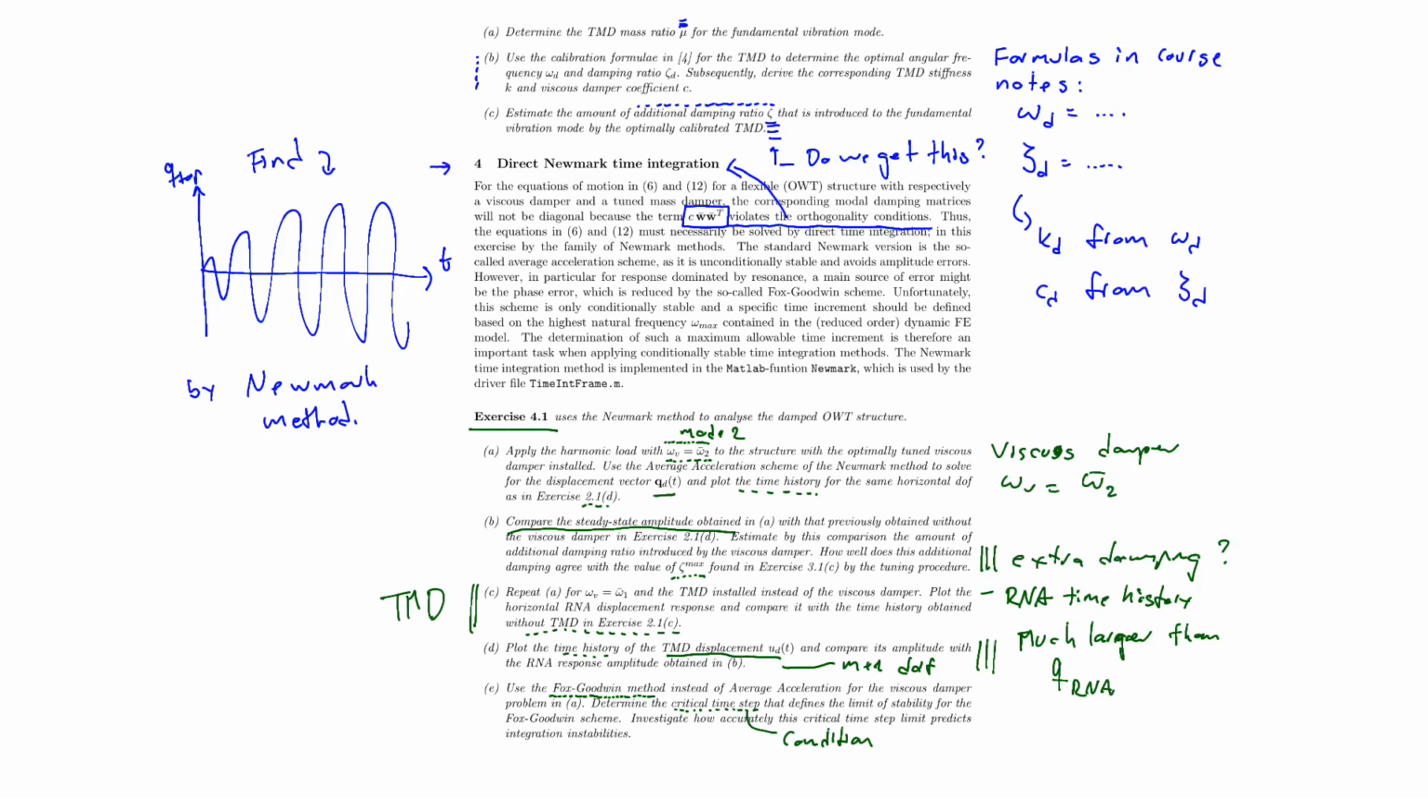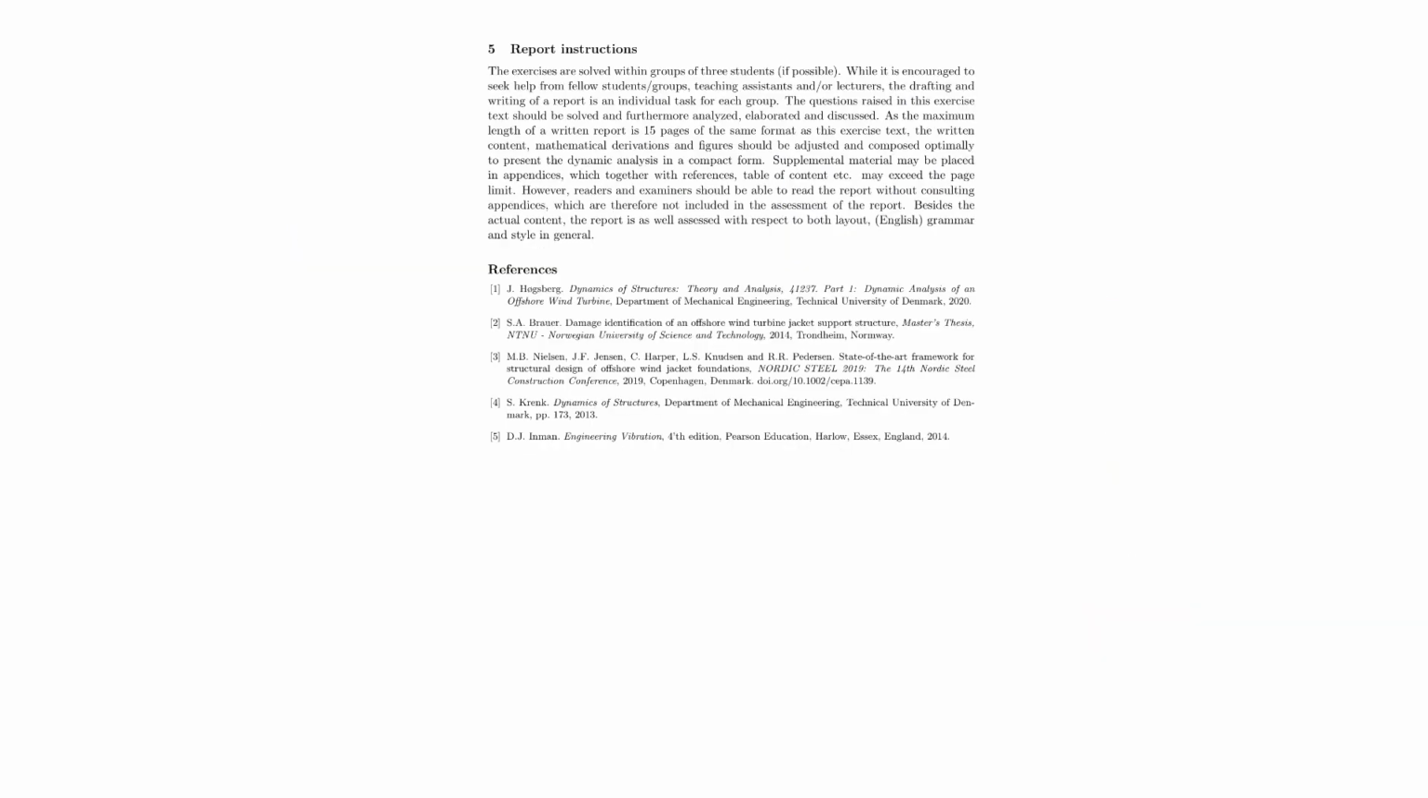What if you take a time increment that is a little bit larger than the stability limit? Then you should see stability, but how much larger should it be? The question is, how accurate is this particular limit that we're going to derive in lecture number 11 for the Newmark method. A little bit on the report instructions, 15 pages compared to the 20 pages for report number 1.